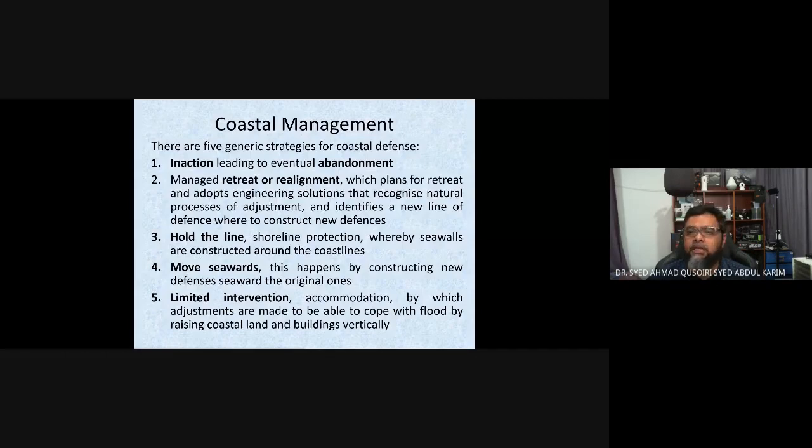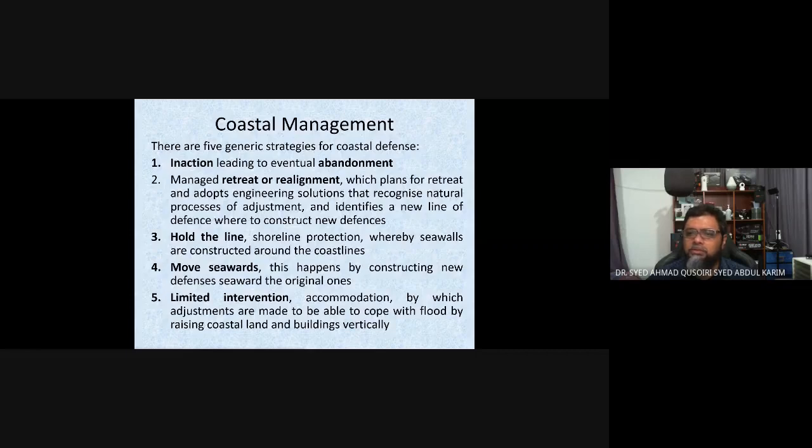So for our first slide today, involve the coastal management. So in coastal defense, there are five generic strategies or five approaches that can be implemented. First of all, is obviously inaction, meaning that we do not do anything to that part of the coast to protect it from the assault of the waves, okay, from the sea.